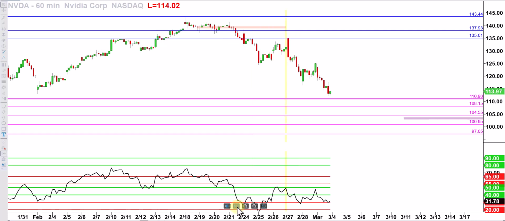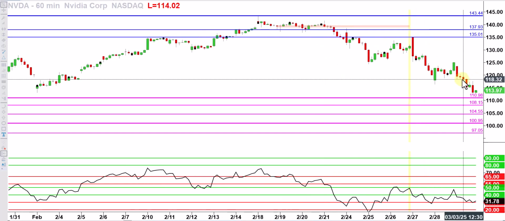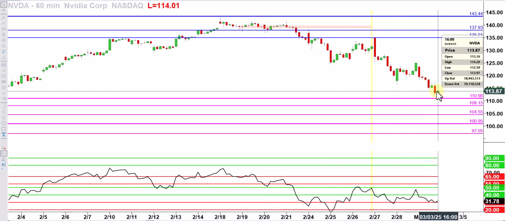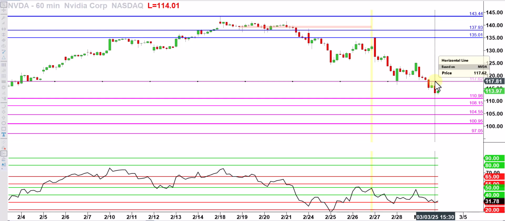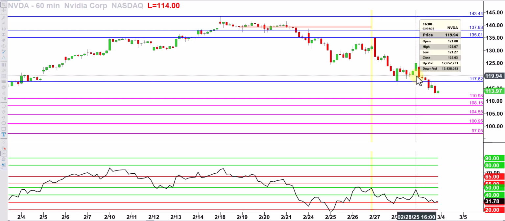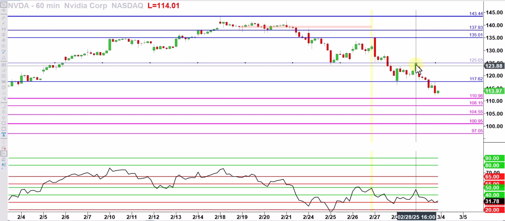If we do the same right to left exercise on the 60-minute chart of Nvidia, we'll uncover more resistance levels. So if I go back here, right here at 117.62 was a resistance. I happen to use blue for resistance, so I also know that. You go back, you have this swing high. Ooh, that was a big important one.